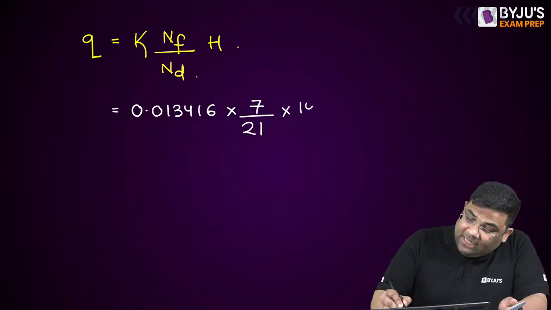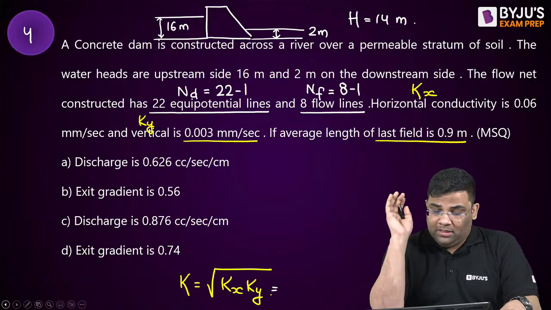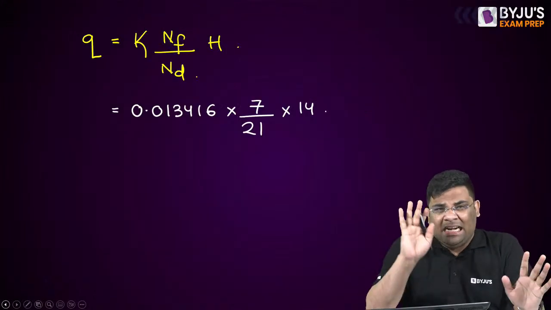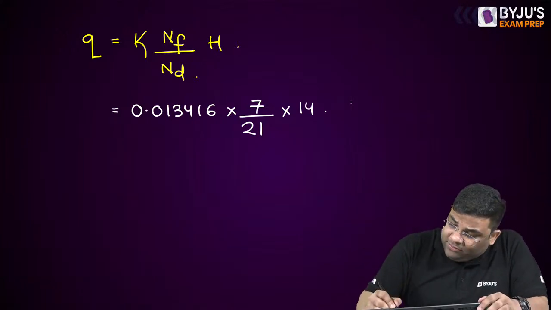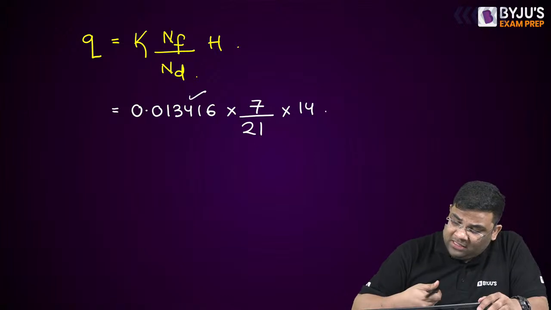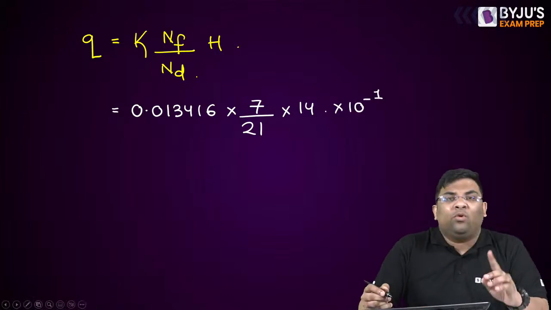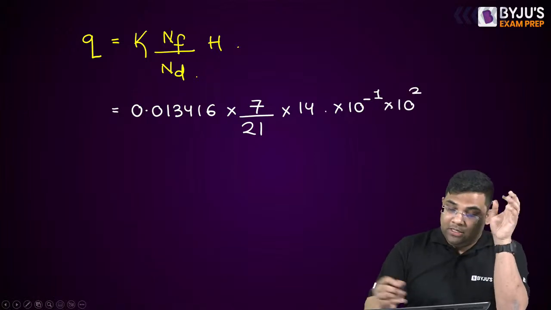Now see, the discharge they have mentioned in what unit? The discharge unit is cc, which means centimeter cube per second per centimeter. That means everything I will express in centimeter and second. This is in mm, so I will convert into centimeter, 10 to the power minus 1. And this 14 is in meter, so I convert into centimeter, 10 to the power 2. So now what is the answer?